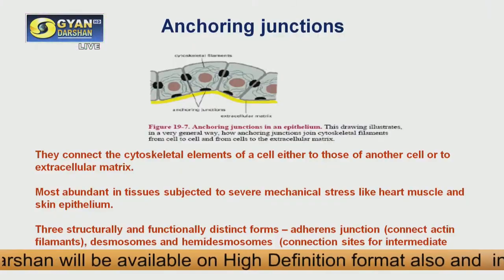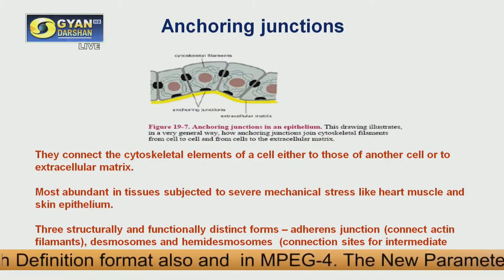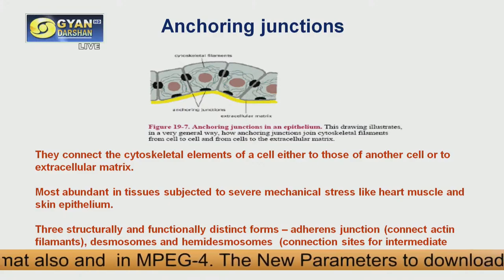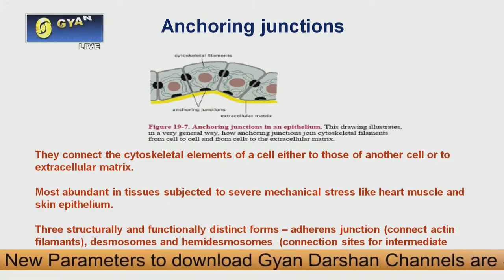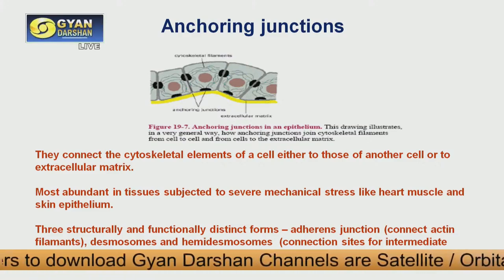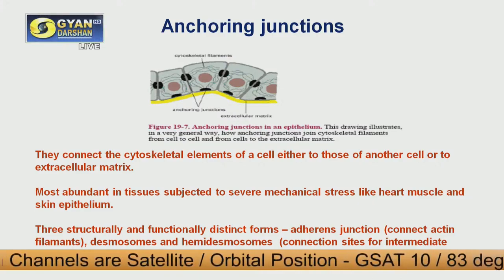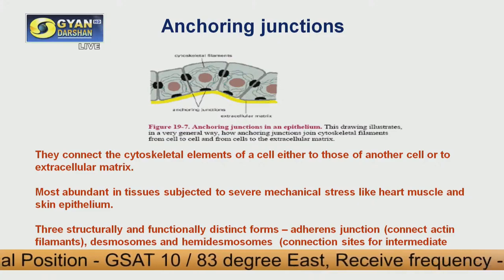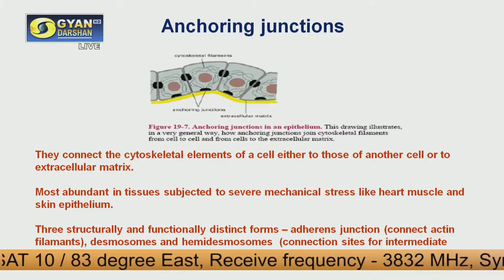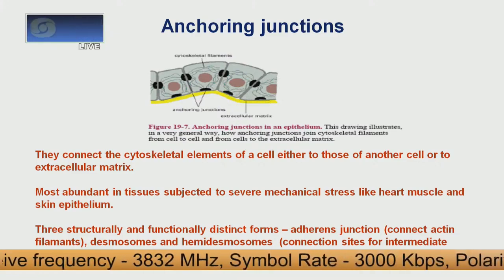Now, the cell connects with the anchoring junction with the help of certain junctions which are called adherens junctions. Most abundant in tissues subjected to severe mechanical stress like heart muscle and skin epithelium. So, as I said, attachment should be with actin, attachment should be with intermediate filaments. For example, with the desmosomes and the hemidesmosomes.